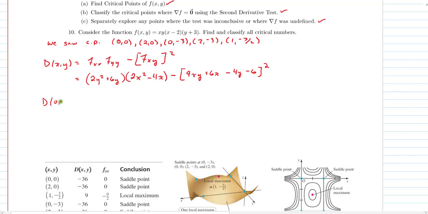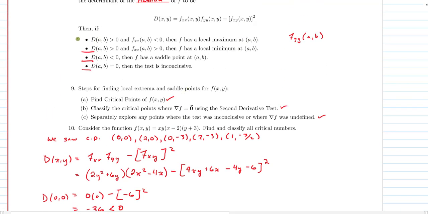So for example, we could compute D of (0, 0), and if I plug that in here, notice that my first expression is all 0, my second expression is all 0, minus, let's see here, this term is 0, this term 0, this term 0, so we just have a minus 6 quantity squared, which gives us a negative 36. When the discriminant gives you a negative value, you're done working with that critical point. You have classified it as a saddle point. So (0, 0) is a saddle point. Again, we get that through this information in this chart right here. Since the discriminant came out to be negative, that critical point is in fact a saddle point.